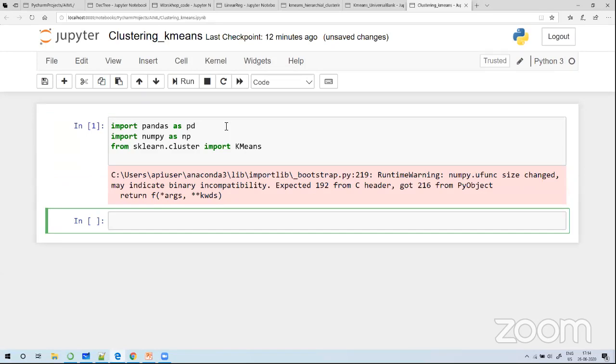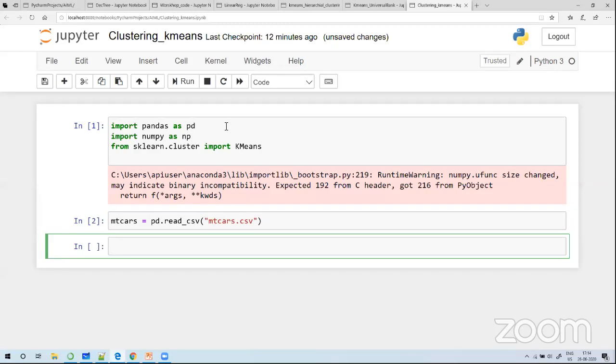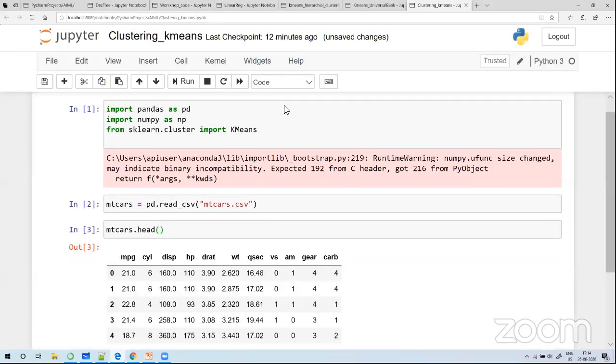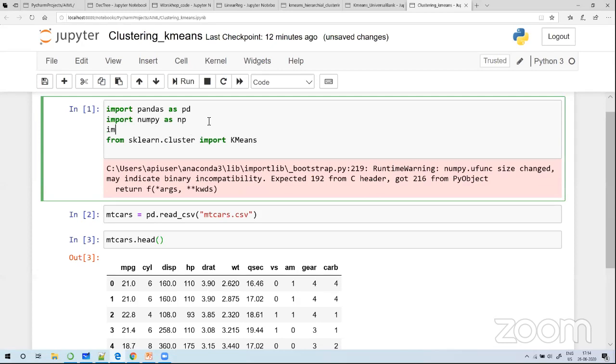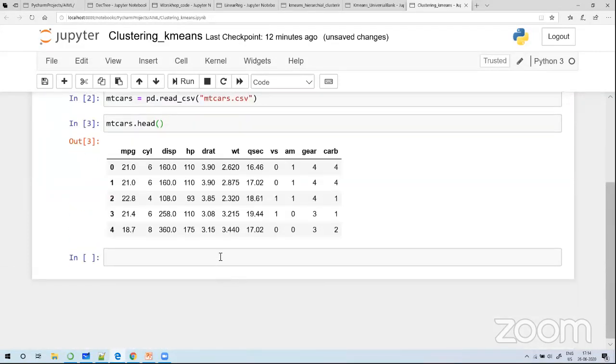Let's start with the data. I'm going to use the same mtcars data. pd.read_csv mtcars.csv, and mtcars.head so that you can look at the data. Oh yeah, we need normalization, right? From sklearn.preprocessing import MinMaxScaler. Okay, that should do the job.